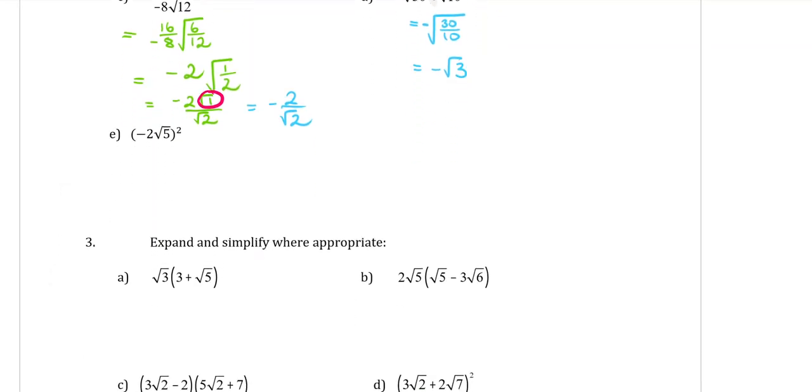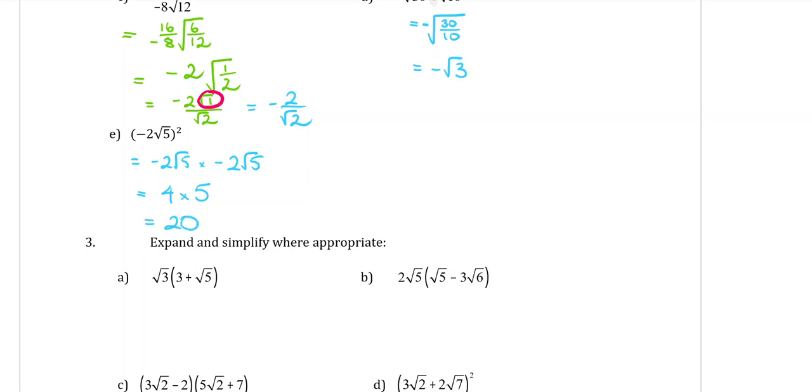Part E, minus 2 root 5 all squared. When something is squared, that means you times it by itself, so it's minus 2 root 5 times minus 2 root 5. Timesing that together, minus 2 times minus 2 is a positive 4. And the square root of 5 times square root of 5, that's a special one because it's times by itself. That becomes the whole number 5. 4 times 5 is 20.